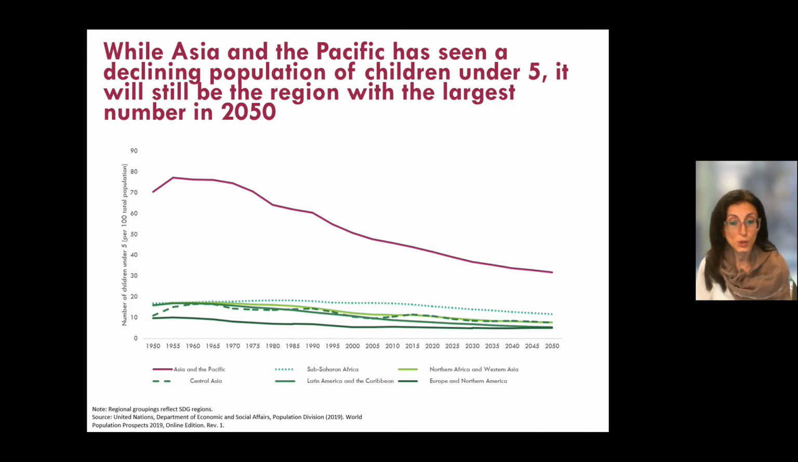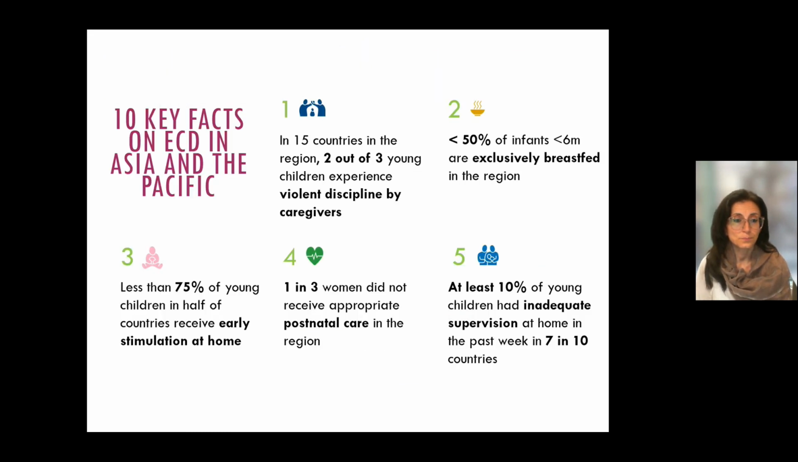Now, if we look at the population of children under 5 in the region historically, and we look also at the projection to 2050, what we can learn is that while Asia and the Pacific are seen as declining population of children under the age of 5 in the last few decades, the region will still be the one with the largest number of children under 5 in 2050.